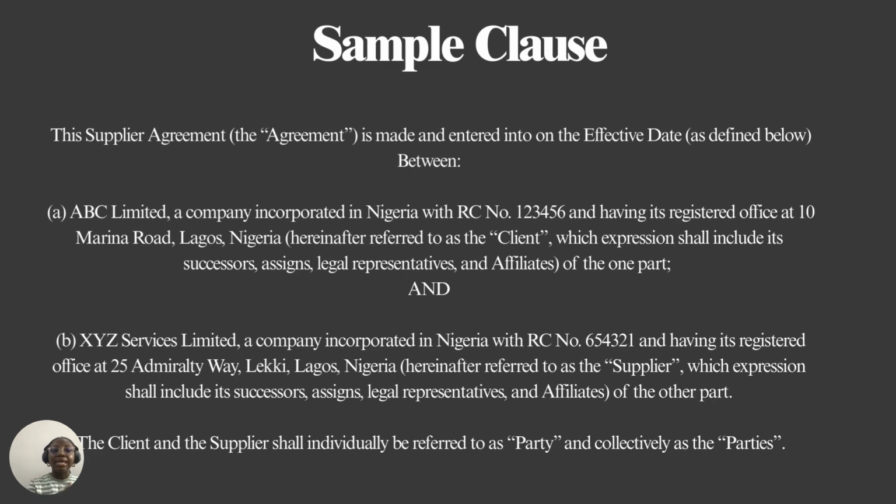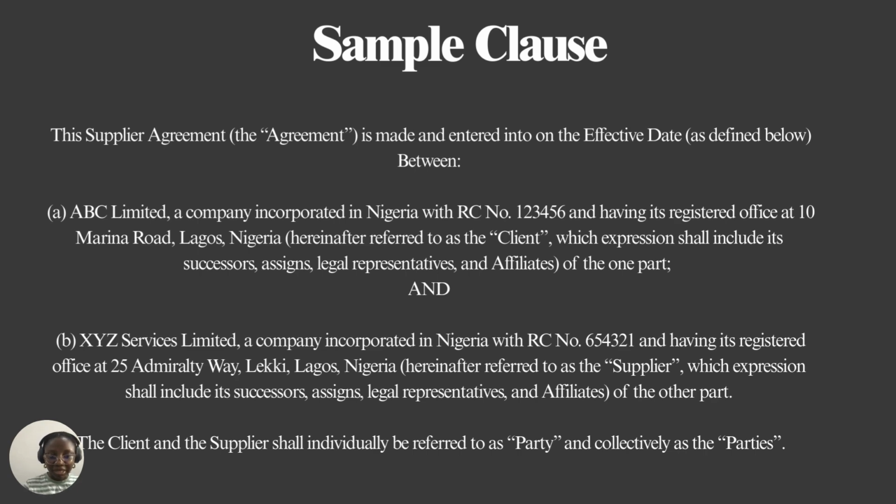Between now ABC Limited, a company incorporated in Nigeria. You get, this is where we're telling you where this company was incorporated, just so you know when you're going to other clauses such as governing law clauses, what will be bound. A company incorporated in Nigeria with RC number 123456 and having its registered office at, you're giving the address right now, hereinafter referred to as the client.